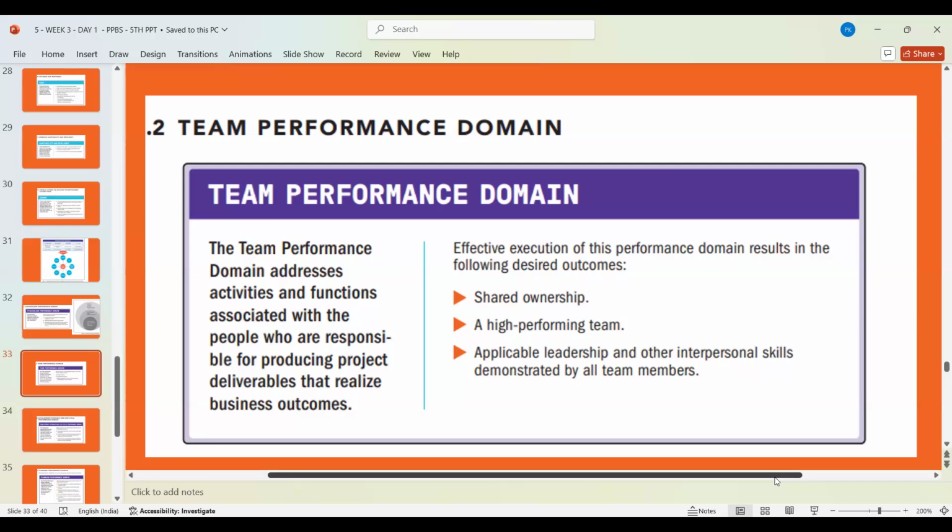Effective execution of this performance domain results in the following desired outcomes. What are the desired outcomes, guys? Anyone can read out? I can request one person to read all three. Shared ownership, a high performing team, and applicable leadership and other interpersonal skills demonstrated by all team members.